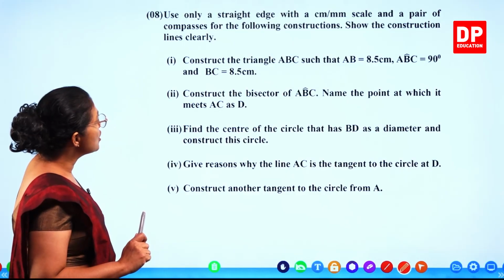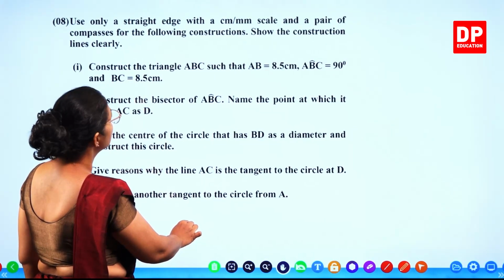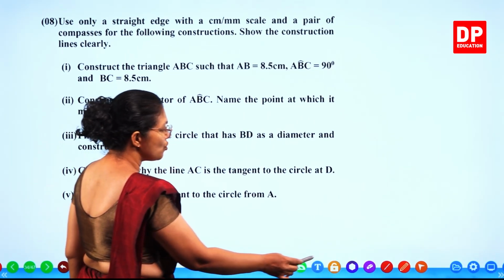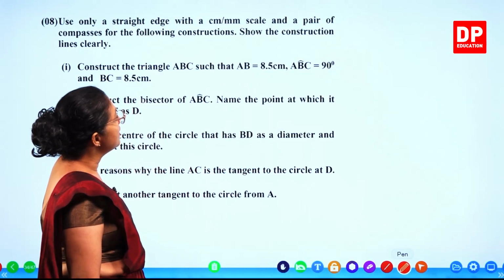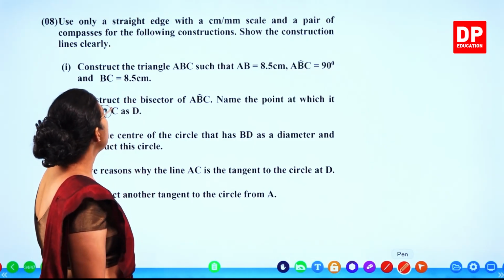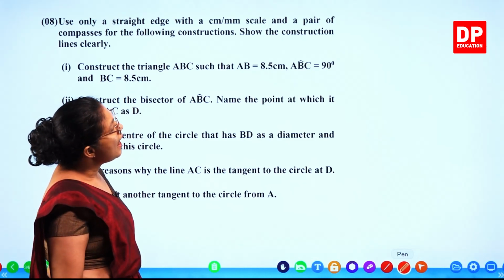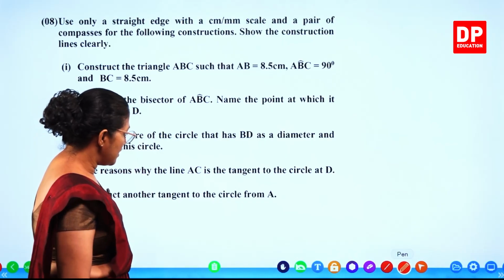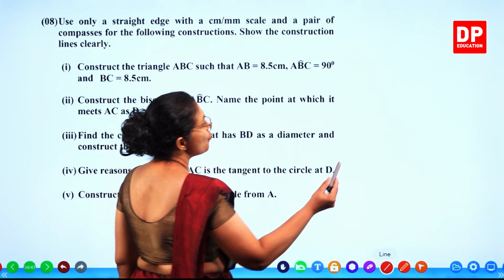So let's do this question. You are asked to construct the triangle ABC. AB is 8.5 and the angle B is 90 and BC is 8.5. So this is an isosceles triangle and right angled as well. So let's take the ruler first. You take the ruler and first draw a line.